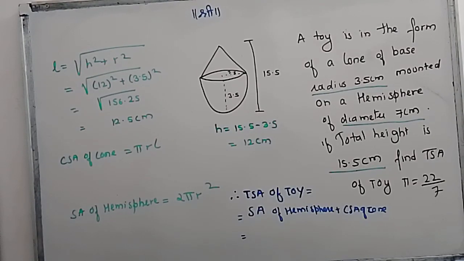Okay, as I have said earlier, radius and height of a hemisphere is always the same. So diameter is 7 centimeters, so the radius will be 3.5, half of 7. So the height of the hemisphere will also be 3.5. So if we minus 3.5 from the total height, which is 15.5, we get height of the cone, which is 12 centimeters.